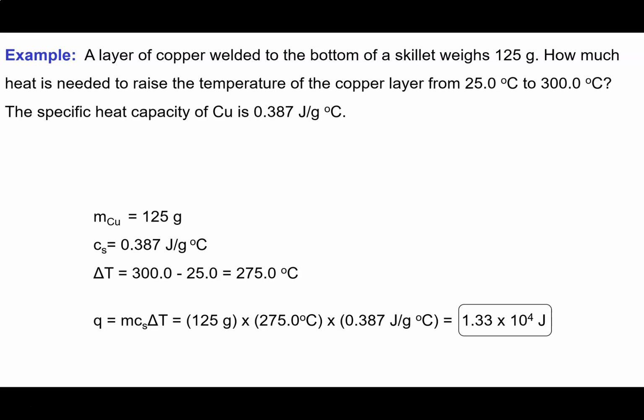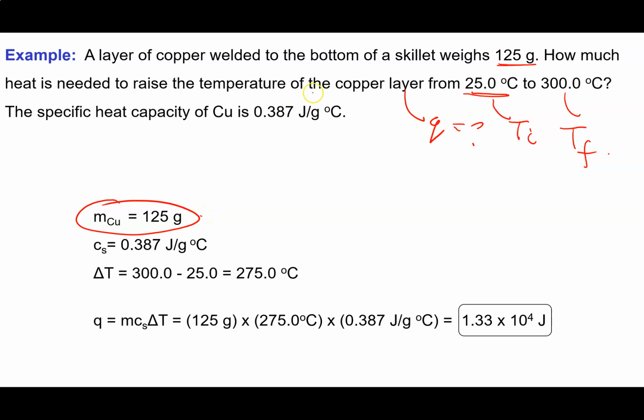Okay, so let's do a quick calculation using a specific heat capacity. It says a layer of copper welded to the bottom of a skillet weighs 125 grams. So you've got a decent slab of copper on the bottom. That's the mass of our copper. And then it says how much heat is needed to raise the temperature of the copper layer. So that's going to be our Q. That's what we're trying to solve for. From 25 degrees Celsius, that's going to be our initial temperature, to 300 degrees Celsius, that's going to be our final temperature. Okay, so the mass of our copper is 125 grams.